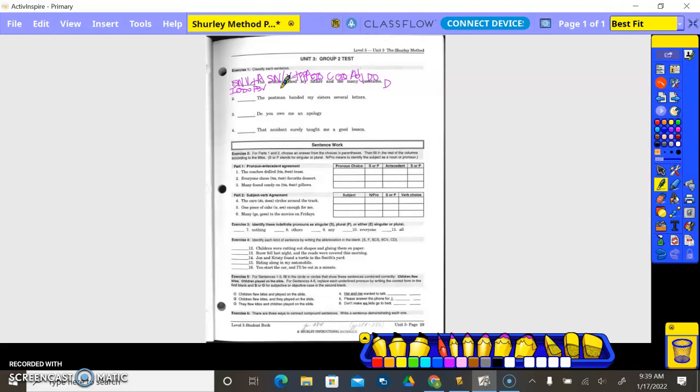So who handed my sister several letters? What's being said about postman? Handed what? Letters. Are letters the same thing as postman? Nope, so it's a direct object. Handed becomes the verb transitive. Handed the letters to whom? Indirect object, right? How many letters?